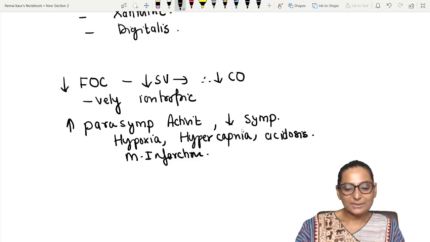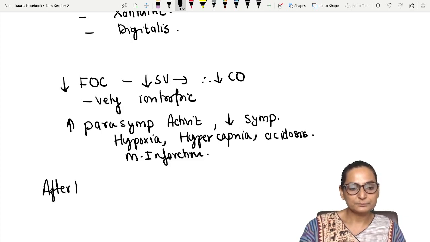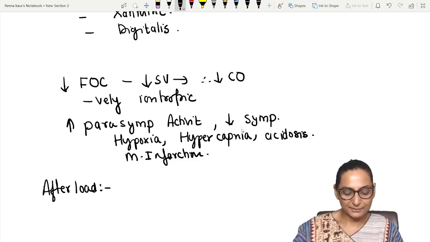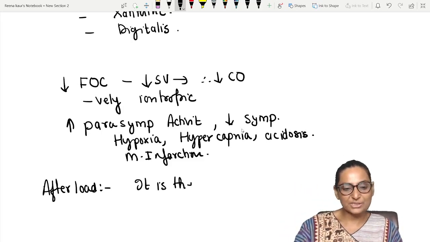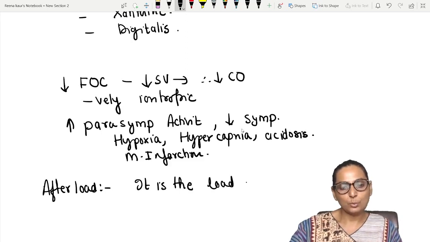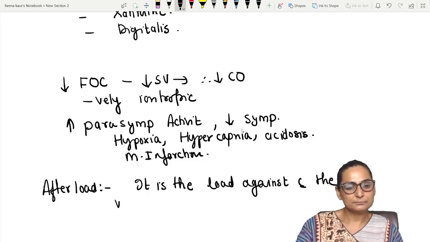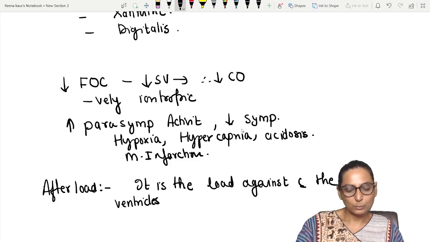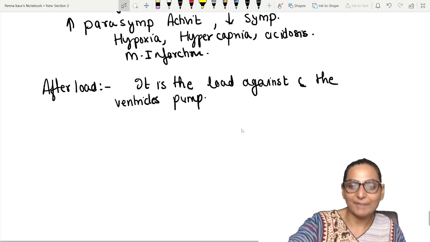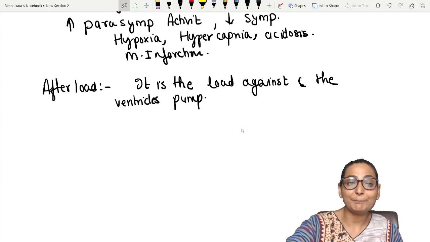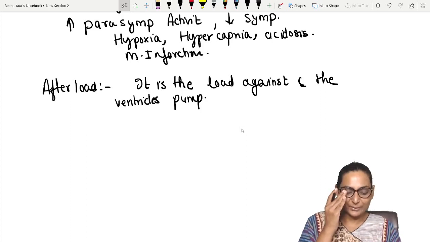Now, what is the third factor? If you remember, the third factor was afterload. So, what is afterload? It is the load against which the ventricles pump. Now remember, we are bothered more with the left ventricle than with the right, because it is the left ventricle which is giving the blood to the periphery, or to the entire body. So we are more concerned with the left ventricle.